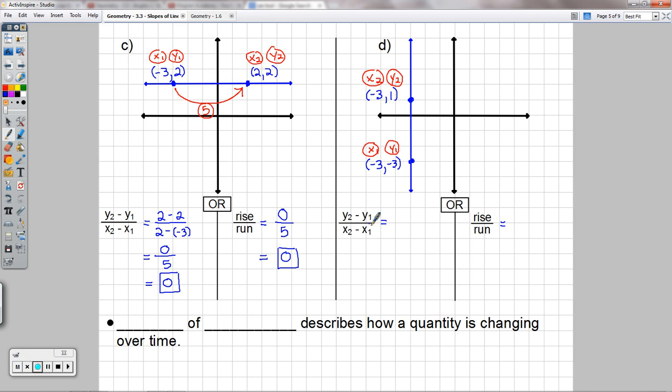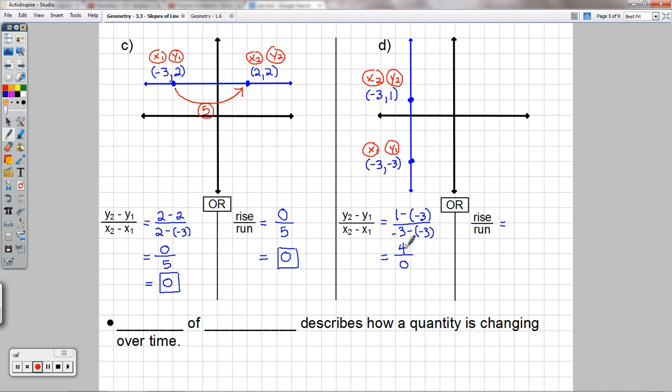From there, I went with the graphing method first last time. I'll go with the algebraic method first on this one. So 1 minus negative 3 over negative 3 minus negative 3. This will become 1 plus 3, which is 4 on the top. On the bottom, negative 3 minus negative 3 becomes negative 3 plus 3, which would cancel each other out.